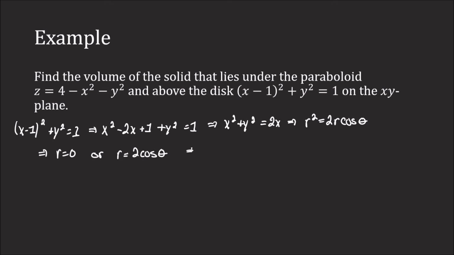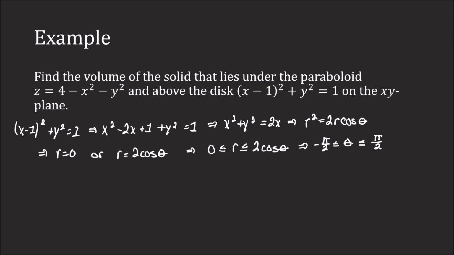So we have 0 less than or equal to r less than or equal to 2 cosine of theta. Now this means cosine of theta has to be greater than or equal to 0. So negative pi over 2 would have to be less than or equal to theta, which is less than or equal to pi over 2.